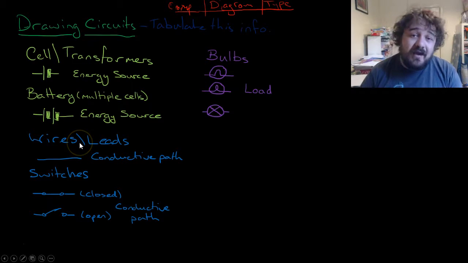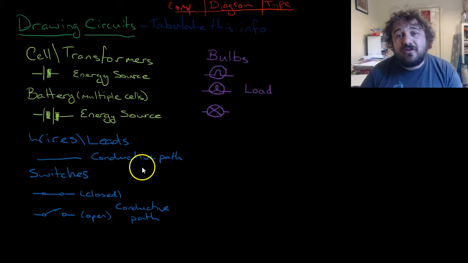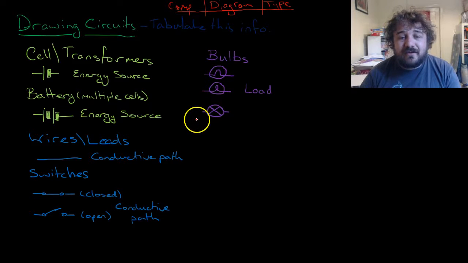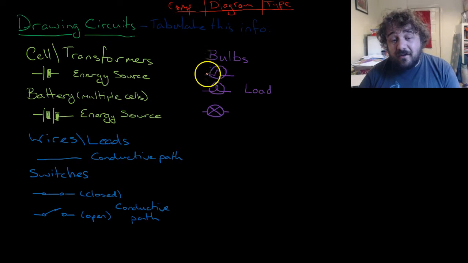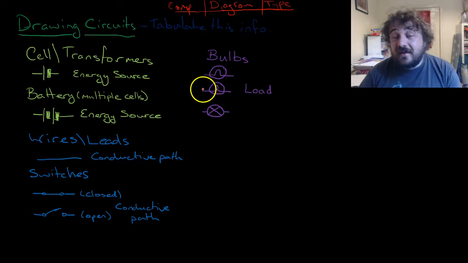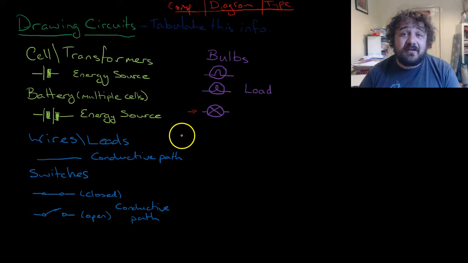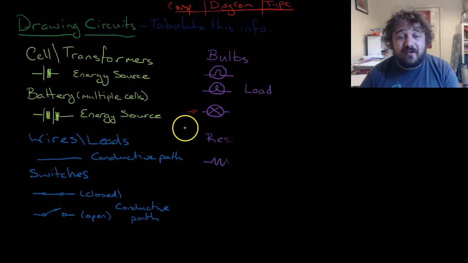Bulbs. Now, bulbs are a load. Bulbs are you doing something with the electricity, in this case, converting it to light energy. Now, here are 3 different types of bulbs. They do vary a bit, and it depends on who you're drawing them for. Some will prefer this one, some will prefer this one. This is the most standard international one, however. Anytime you look up a circuit diagram, that is most likely to be the one you'll find, and that's because it's probably the easiest to draw.